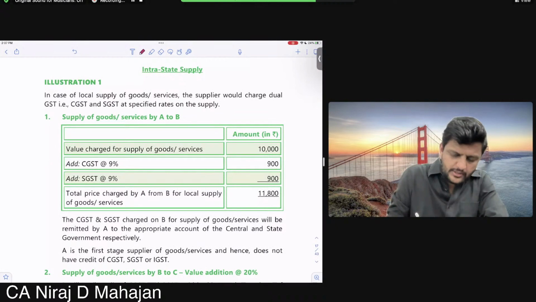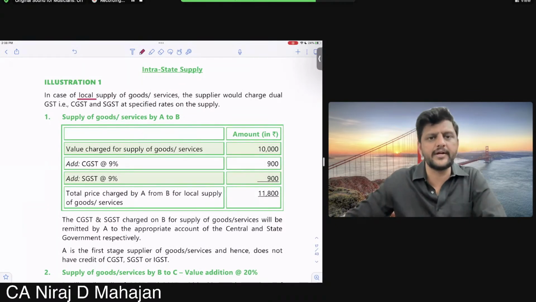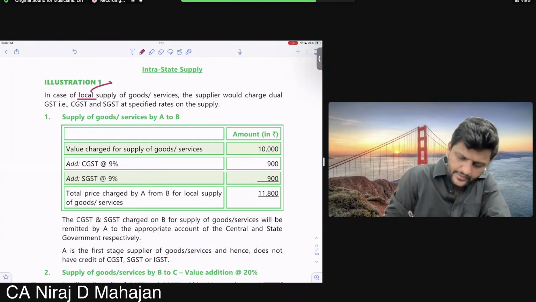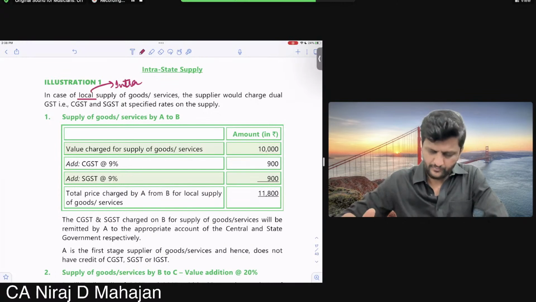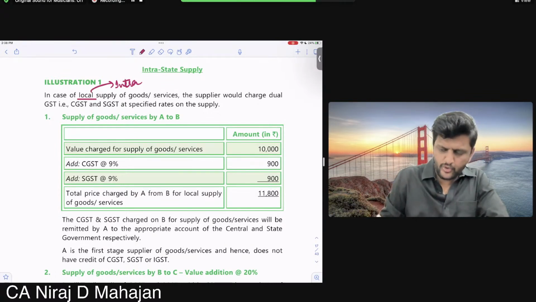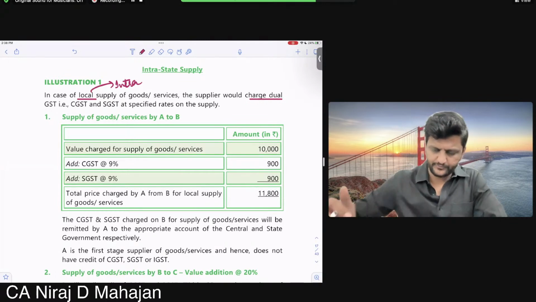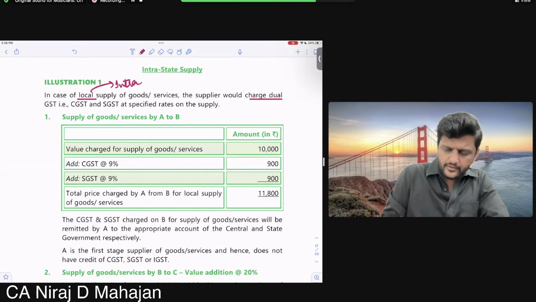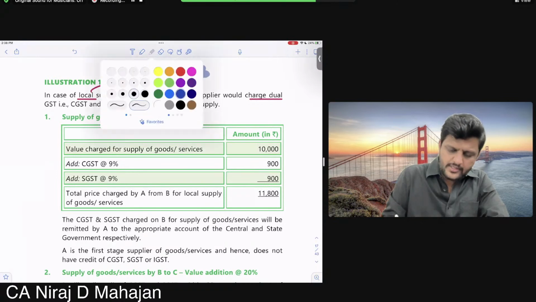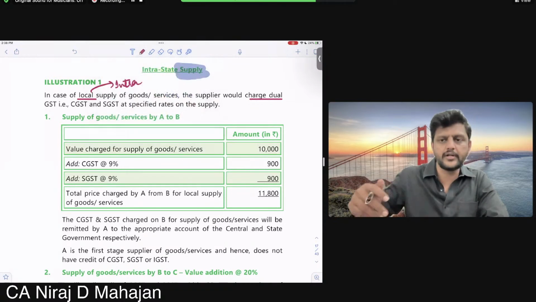In case of local supply, बच्चों, as soon as you use the word local supply, it is intra or inter? Intra. What happens in intra? Both get applicable, CG and SG. The supply route charges dual GST, that is CGST and SGST, at specified rates on supply. And now look at the terms, they are starting to use the word supply. है ना बच्चों? Clear है? Clear till here?